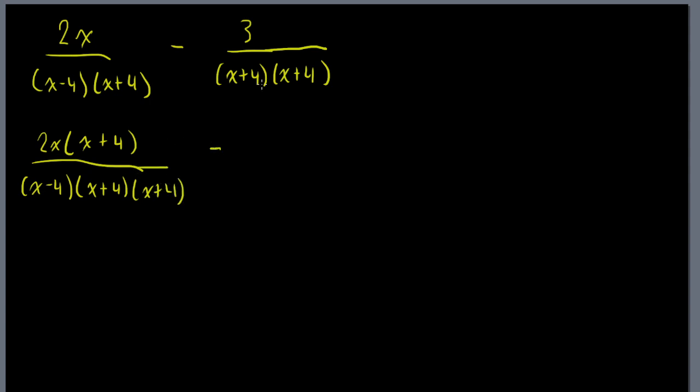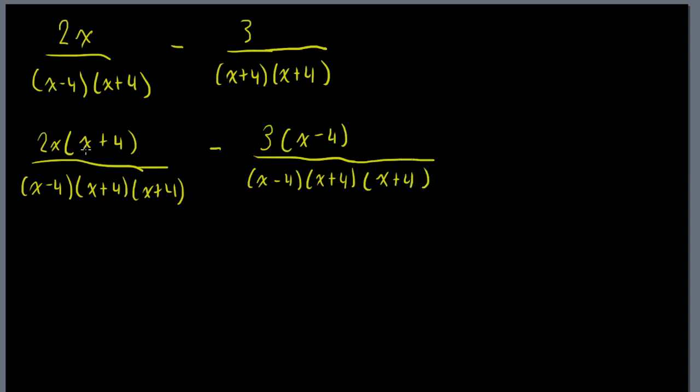Similarly, what is this one missing? This one has x plus 4, x plus 4, and we're missing an x minus 4. So we could multiply top and bottom by x minus 4. Cool. We're almost there. So let's expand this out, and then we have a common denominator.